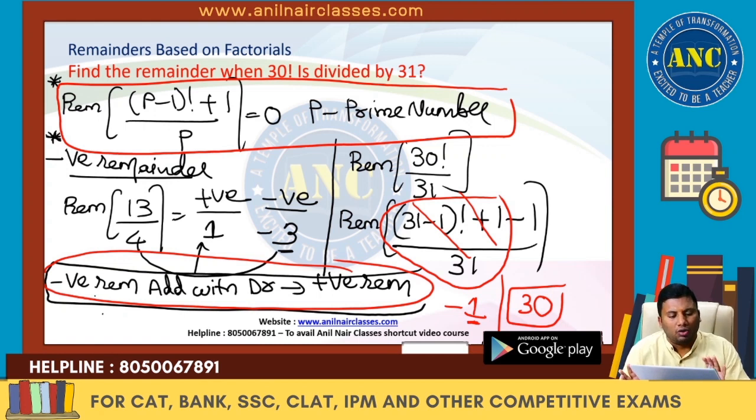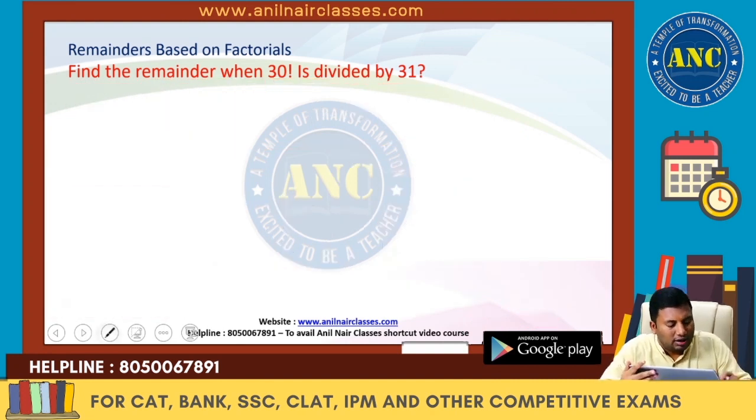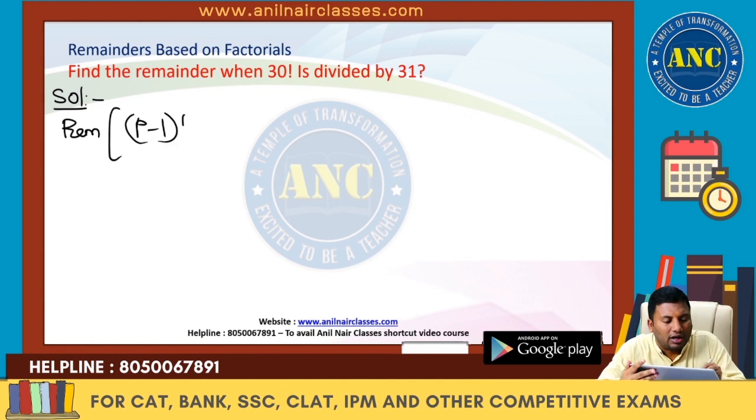You don't need to do all this. Suppose the plus 1 in P minus 1 factorial plus 1 comes to this side, what will it become? Minus 1. That only we will write. Directly we will write the important key points so that you don't need to waste time. What is the conclusion? The remainder when P minus 1 factorial plus 1 is divided by P is 0.